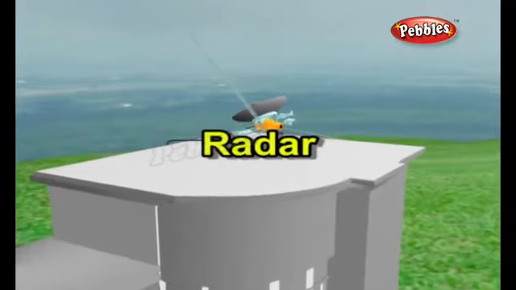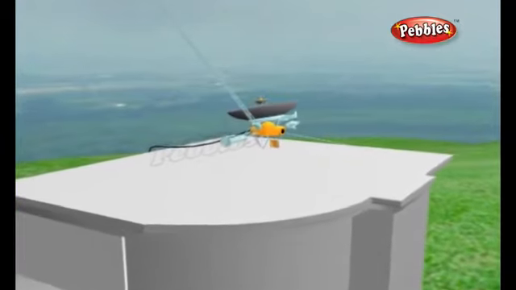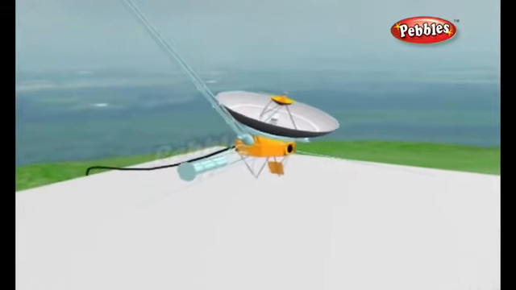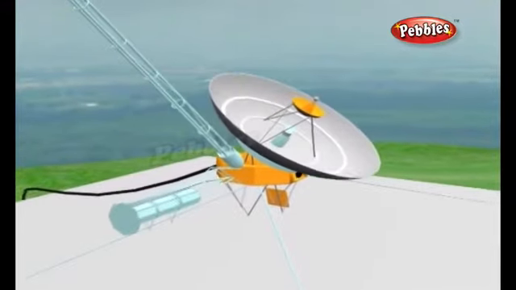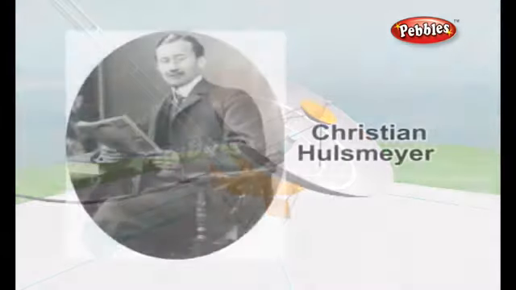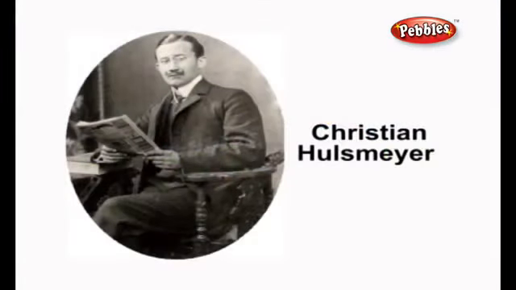Radar. Radar is a method of detecting distant objects and determining their position, velocity, or other characteristics by analysis of very high-frequency radio waves reflected from their surfaces. The word radar stands for radio detection and ranging. Several inventors, scientists, and engineers contributed to the development of radar.